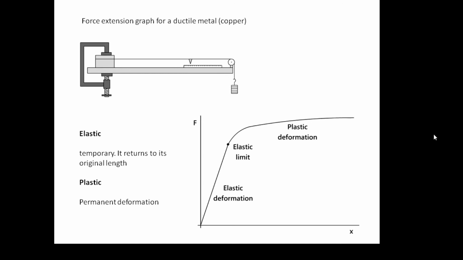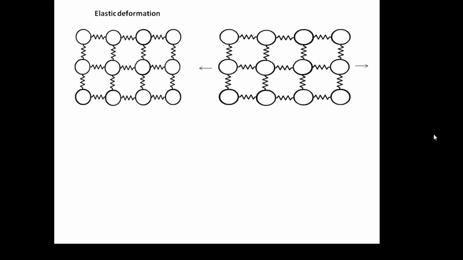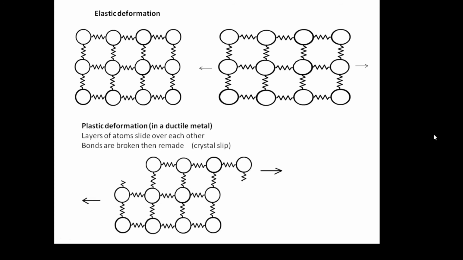It deforms permanently. What's actually going on at an atomic level, if you imagine all the atoms are joined by little springs, then in elastic deformation, we're just stretching the little springs, and when you let go, it returns again. With a ductile metal, in plastic deformation, what happens is that if the force is big enough, then the layers of atoms slide over each other and bonds are broken and then remade. Crystals slip. Yes, the layers of atoms slide over each other. They slip over each other. And that's what happens in a ductile metal in plastic deformation.